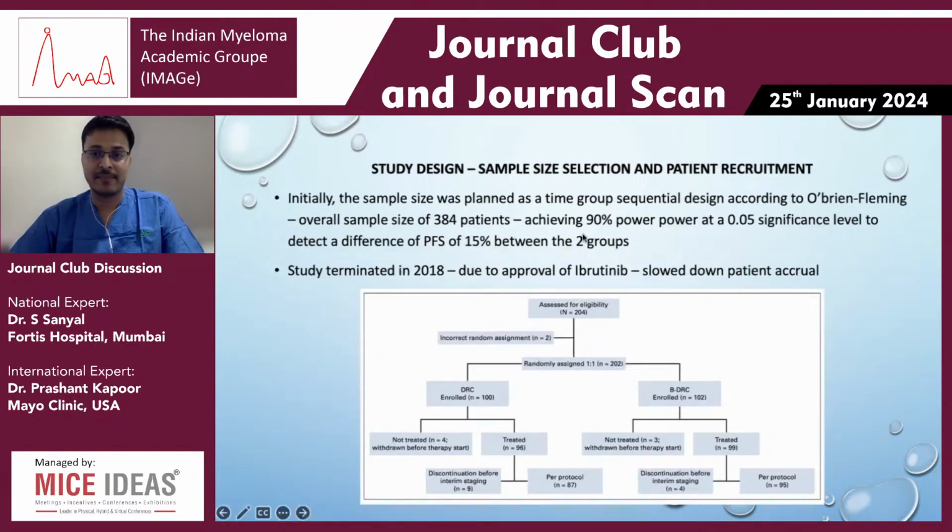So, study design, the sample size selection and patient recruitment. Initially in 2013, when the study was planned, the sample size was estimated to be around 384 patients to achieve a 90% power at 0.05 significance level. But the study had to be terminated in 2018 because there was a fast track approval of ibrutinib for Waldenstrom, which really slowed down the patient accrual. So finally, 204 patients were chosen for the study and were randomized. 100 patients were randomized to the DRC arm, and the bortezomib DRC arm had 102 patients.